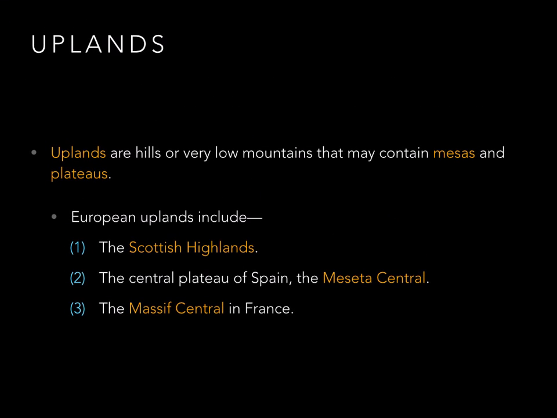Uplands. Uplands are hills or very low mountains that may contain mesas and plateaus. Remember, a plateau is a mountain with a flat top, and so is a mesa really too. European uplands include the Scottish Highlands. These are located in the northern part of the British Isles. Other uplands are the Central Plateau of Spain, the Meseta Central, and then the third one is the Massif Central in France.